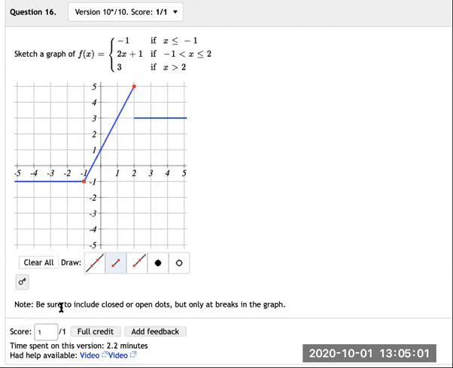Okay, the other thing I want to notice is this little note down here at the bottom says, be sure to include closed or open dots, but only at breaks in the graph. So one mistake people are making is they're putting a little dot right here, but it says only where there's a break, and this is where I see a break.